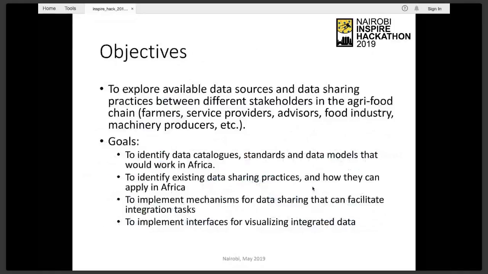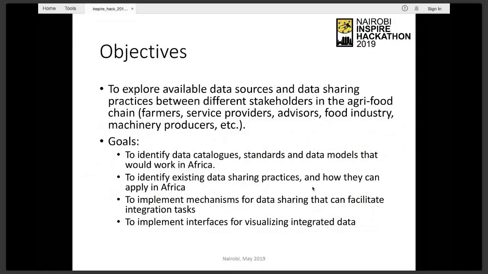Basically we want to explore available data sources and data sharing practices in the agri-food sector that are used, especially with the focus, of course, on Africa, Kenya, and this area. So we want to identify catalogs, standards, and data models that will work in Africa. We want to identify existing data sharing practices and how they can apply in Africa. And we want to implement mechanisms for data sharing that can facilitate the integration task.